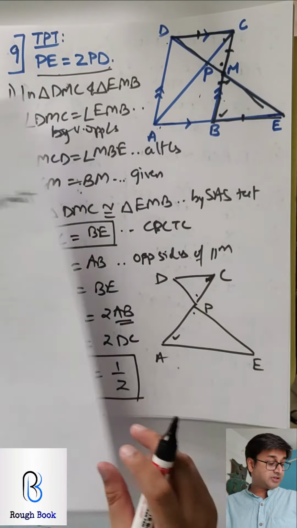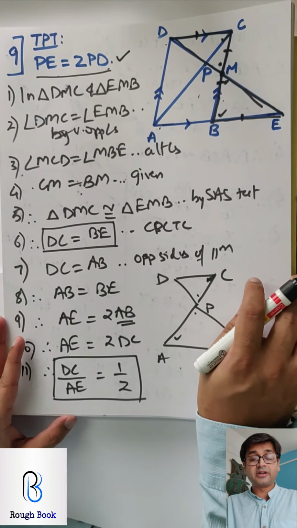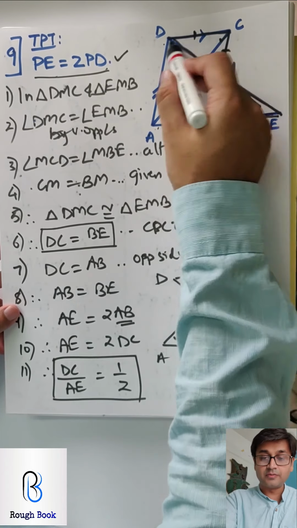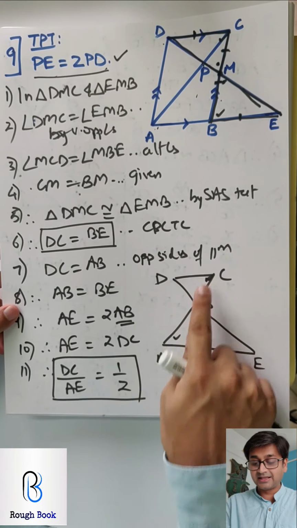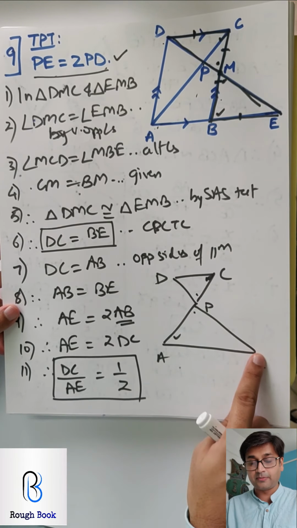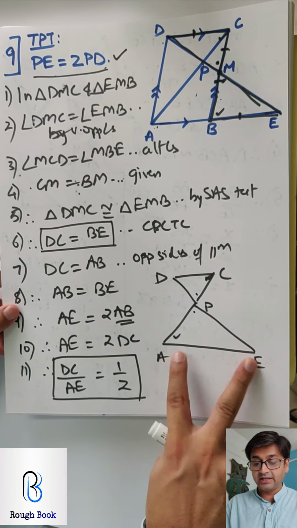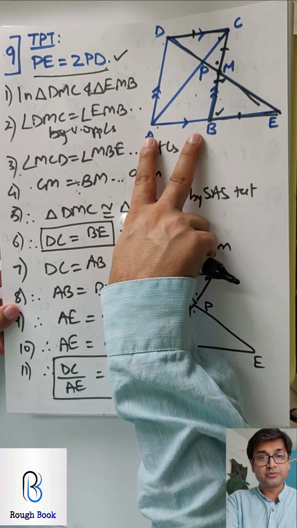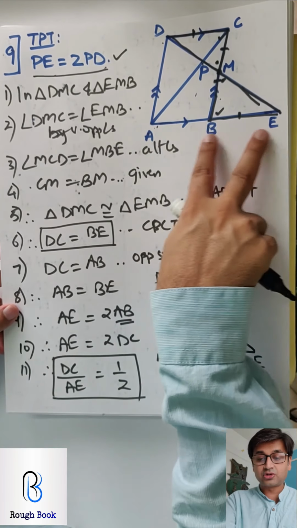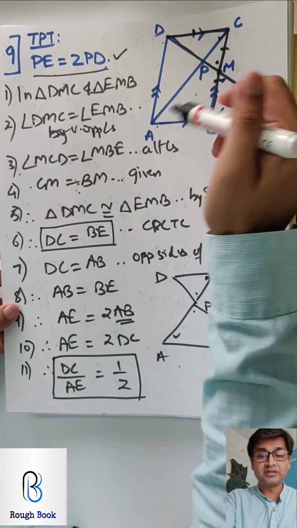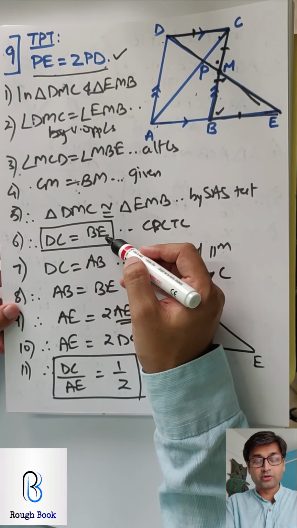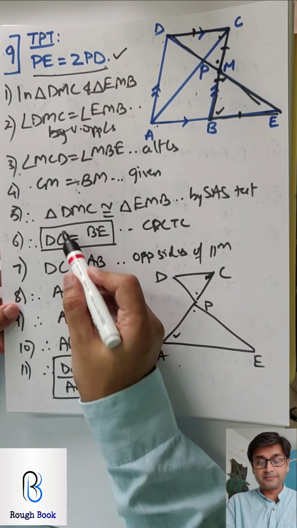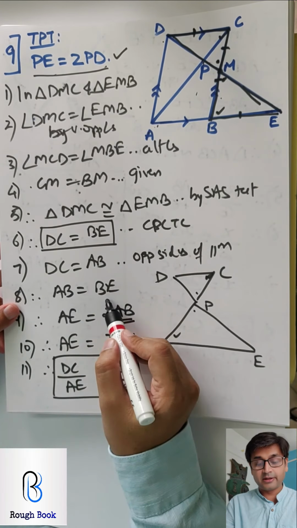So we started with what we wanted and we connected with what we have. We first saw PE and DP, and we realized these two triangles we got to pick and say DC upon AE equals DP upon PE. But for that we had to prove AE is double of DC. So to prove AE double of DC, we had to prove AE equals 2 AB, and for that we had to prove this equals this. So we picked up these two triangles' congruency, said BE equals DC, DC equals AB, so cancels in your head, and therefore AB equals BE.